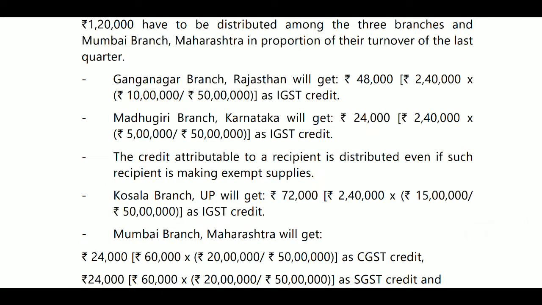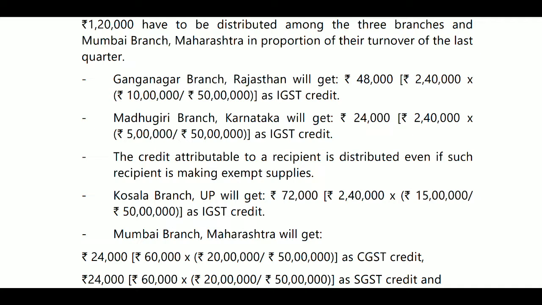So Ganganagar branch Rajasthan will get that 48,000 into 2,40,000 its turnover. Total will be 2,40,000. How? 60,000 CGST, 60,000 SGST, 1,20,000 IGST. Total 2,40,000 common credit into Ganganagar branch turnover will be 10 lakhs, and total turnover, if we add: 10 plus 5 and 5 plus 15, it was 10, 15, 15, 15 plus 20, 30, 30 plus 20, it will be 50 lakhs will be the turnover.